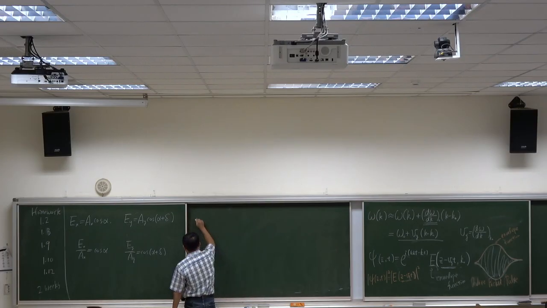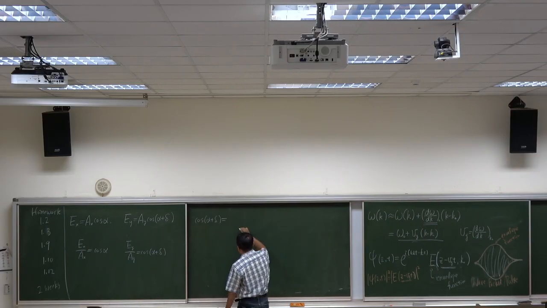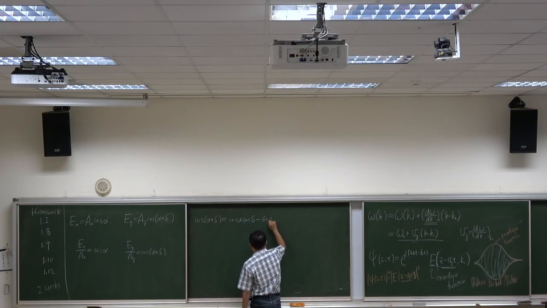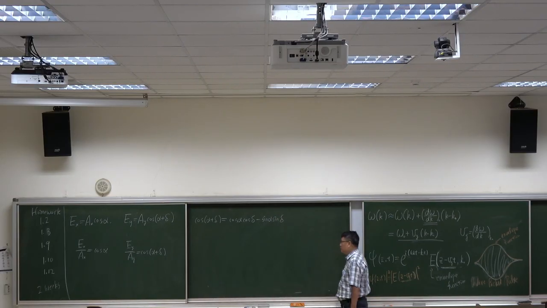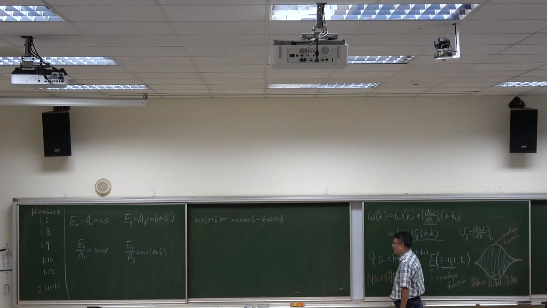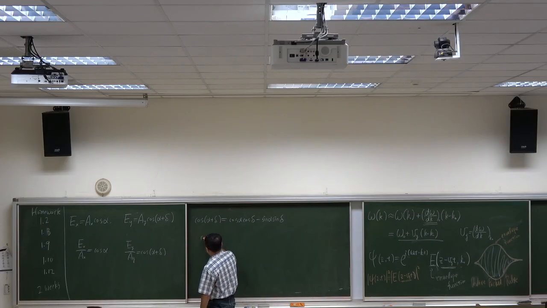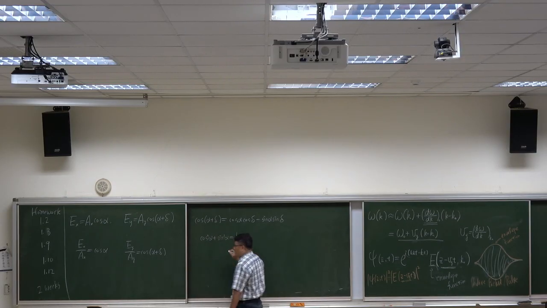So since we know that cosine(alpha plus delta) is equal to cosine alpha cosine delta minus sine alpha sine delta, (和差化积化和差，好,) and we know that cosine squared plus sine squared equals 1. Okay.